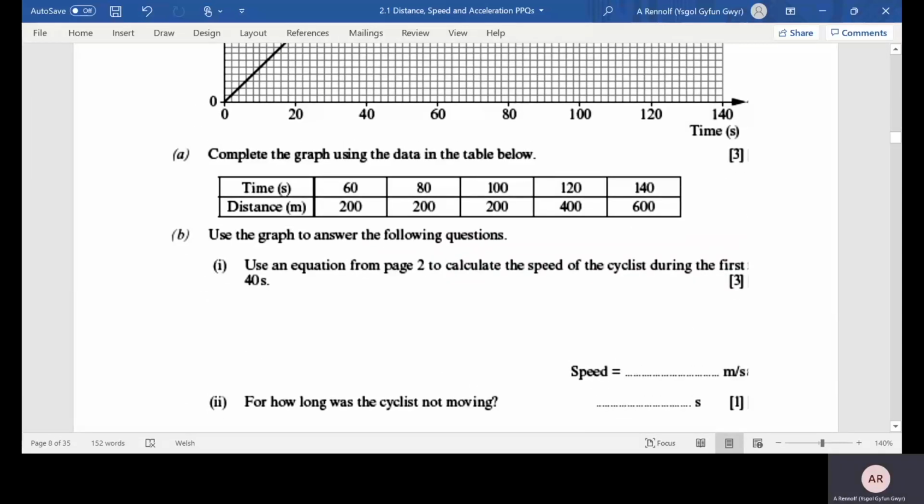Use an equation from page 2 to calculate the speed of the cyclist during the first 40 seconds. Well, we're going to use speed equals distance over time.